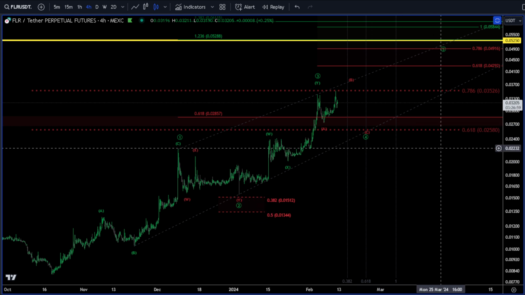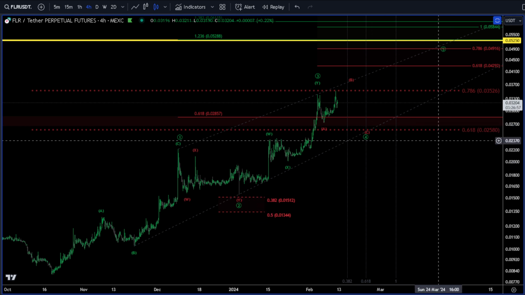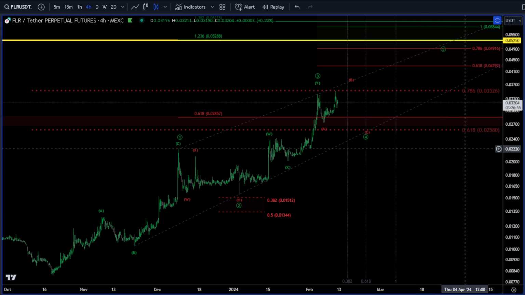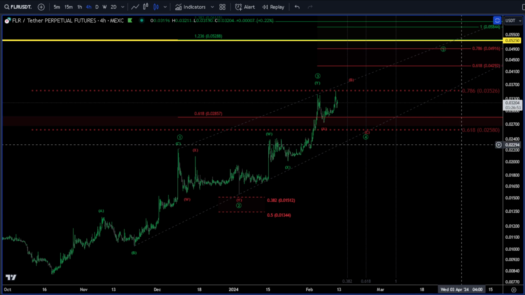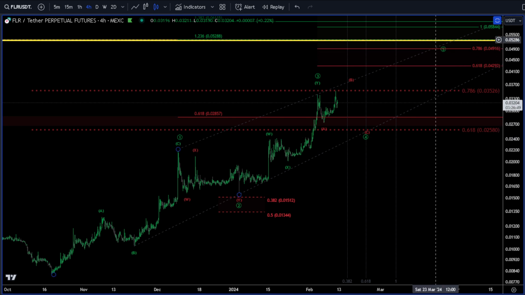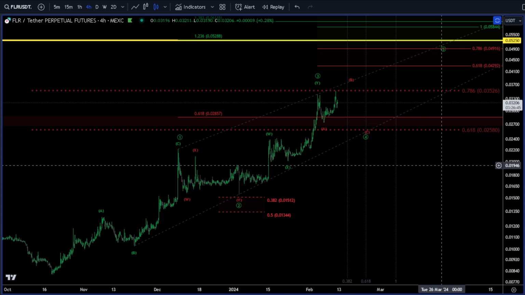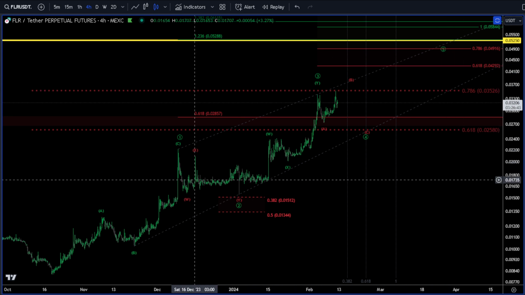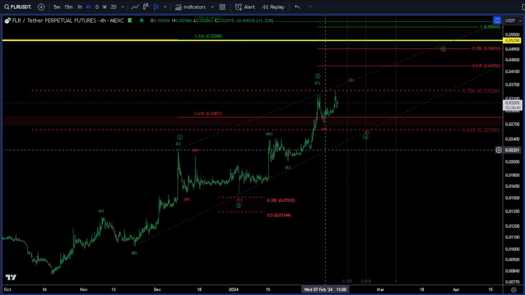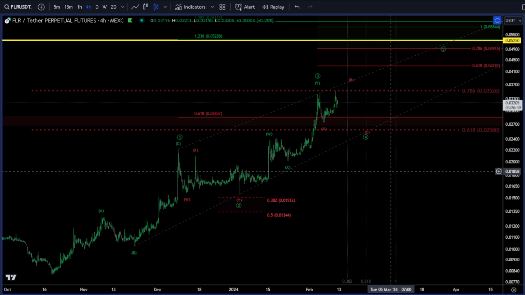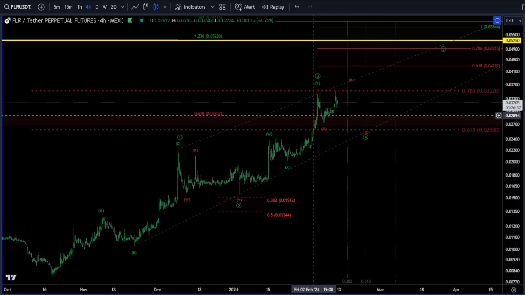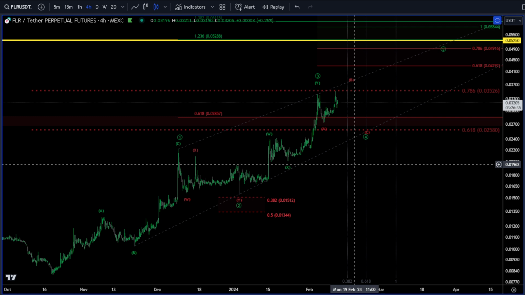I got a couple of questions in the comments about the larger trend, like where are we going next? Now I can't pinpoint those targets for you, so you're aware, until we get pivots that we can get extensions off of. So I'm out on the 4-hour chart and I have this labeled as a diagonal to the upside currently, and we're currently on wave 4 of that diagonal.